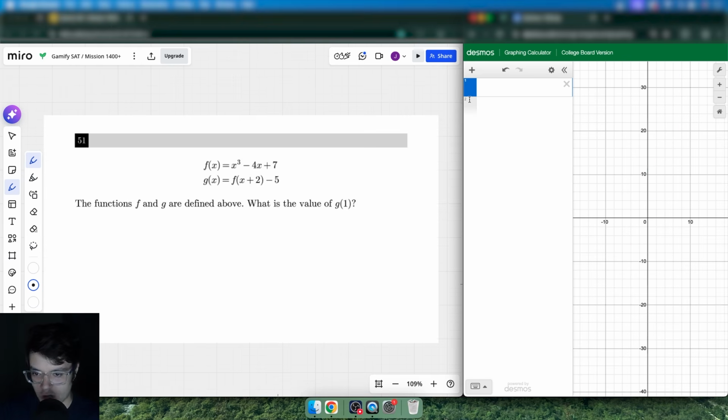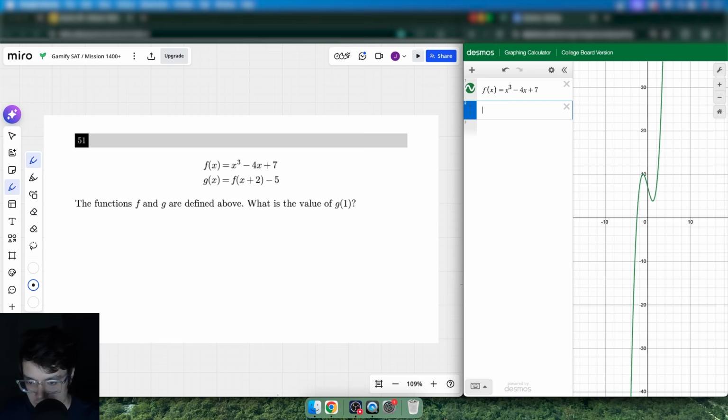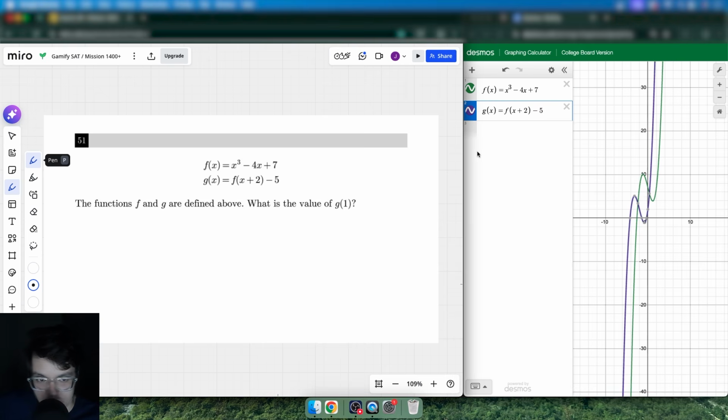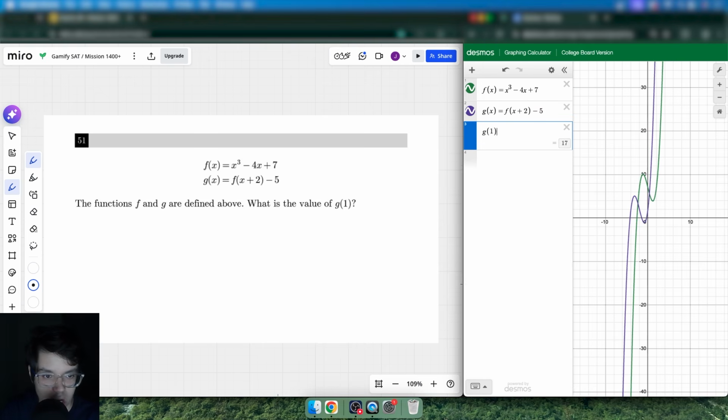Some practice problems. Let me go ahead and put the stuff in for this one. That would be the f of x, and that would be the g of x. It says, what is the value of g of 1? So I can just go ahead and say here g of 1, and that gives us 17.